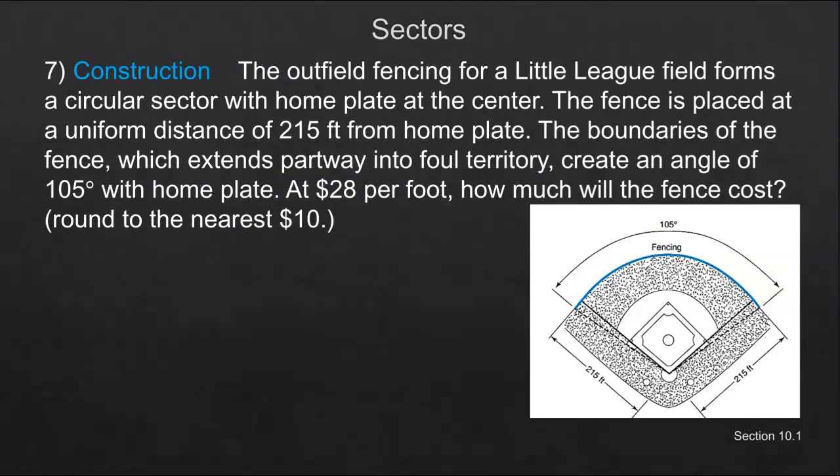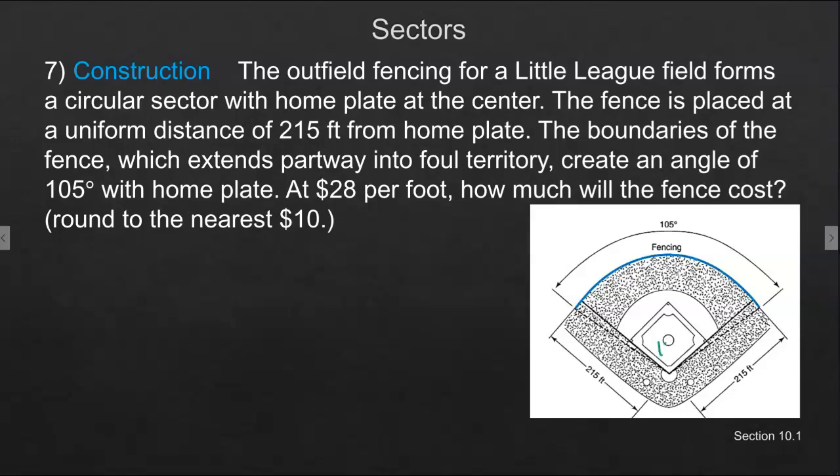Okay, the outfield fencing for a Little League field forms a circular sector with home plate at the center. The fence is placed at a uniform distance of 215 feet from home plate. The boundaries of the fence, which extends partway into foul territory, create an angle of 105 degrees with home plate. At $28 per foot, how much will the fence cost? Round to the nearest $10. Okay, that was a lot of information, so you might want to pause the video, go back and read through it again.